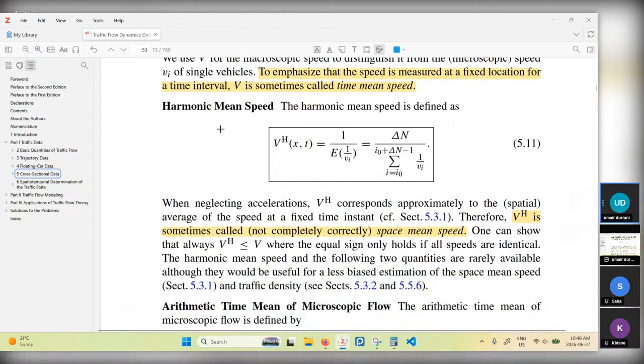We also know from previous discussions that there's also something called harmonic mean speed, which sometimes represents space mean speed. And that is when we take the harmonic average. So we take the number of vehicles in the numerator and the reciprocals of the individual speeds in the denominator, and we sum all of those. That will give us harmonic mean speed.